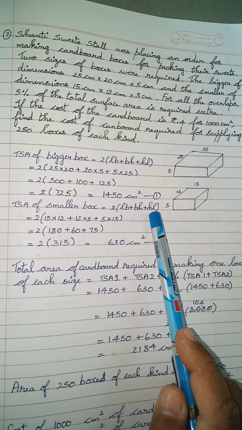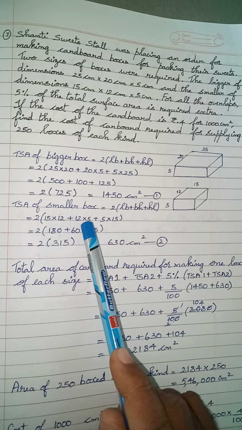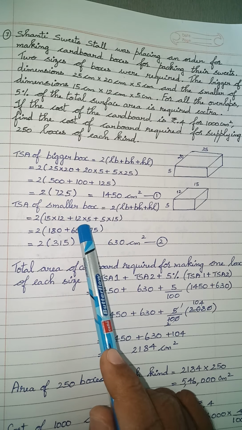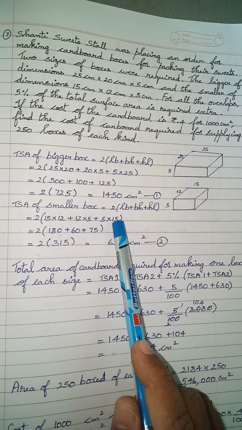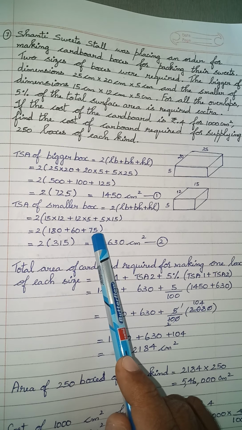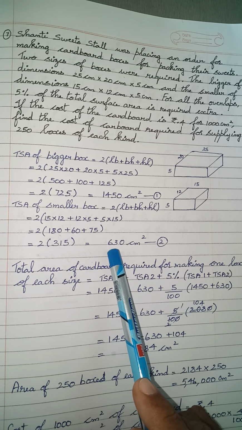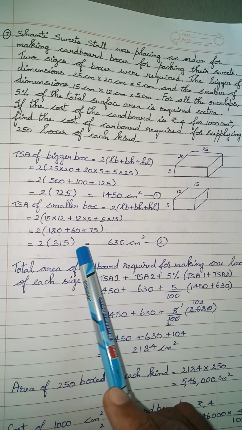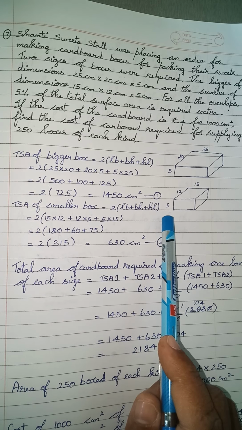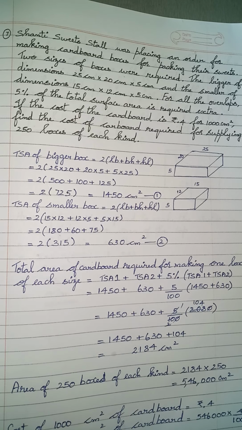Now let us find the total surface area of the smaller box. Again we are going to use the same formula. We have substituted the dimensions, length, breadth and height in the second step. 15 into 12 is 180, 12 into 5 is 60, 5 into 15 is 75. When you add 180 plus 60 plus 75, you will get 315. 2 times 315 is 630 centimeters square. That is the area of cardboard required to make one smaller box, 630 centimeters square.